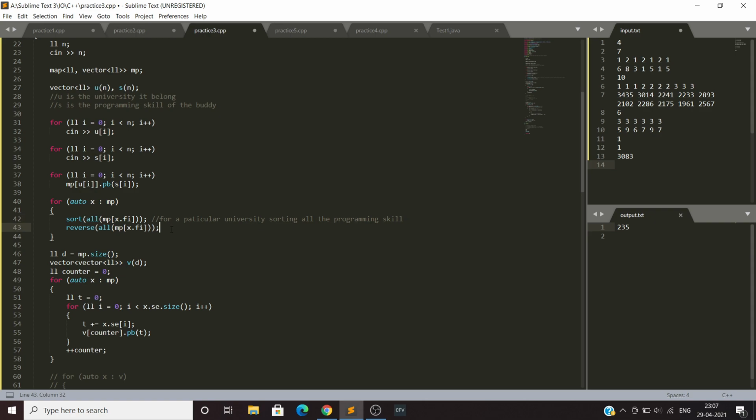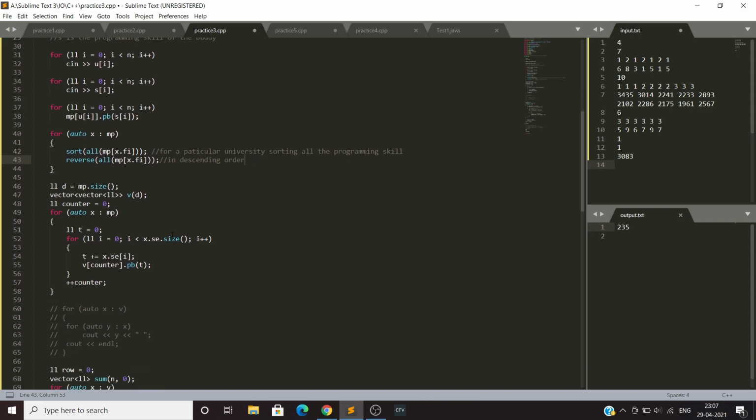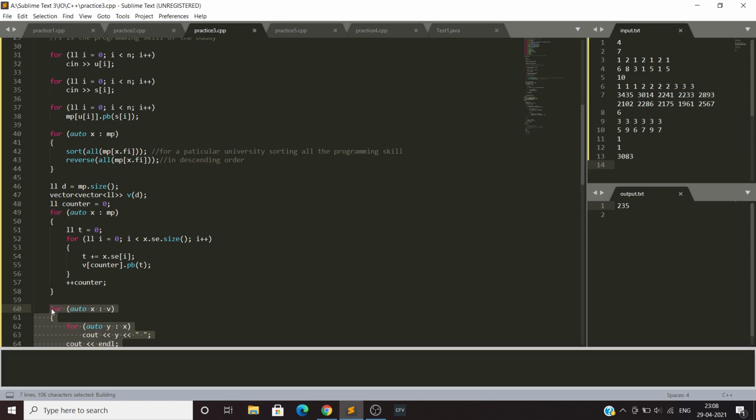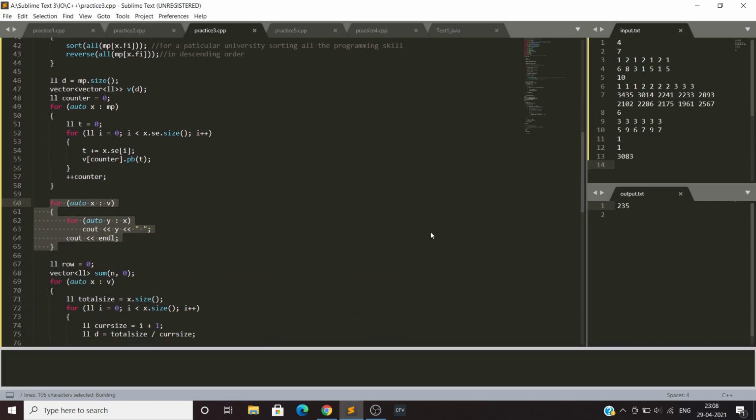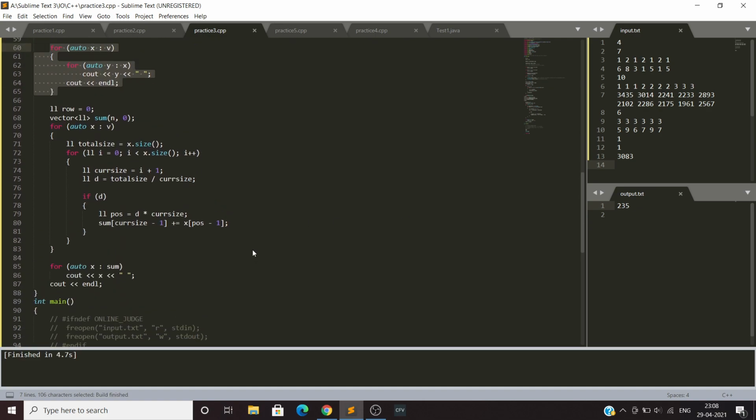Sorting the programmers, and this is just reversing it, because we want the programming skill in descending order, so we are just reversing it. After that, we are just calculating the prefix. Here it is just the prefix part, and after doing all this, let me show you how it will look.